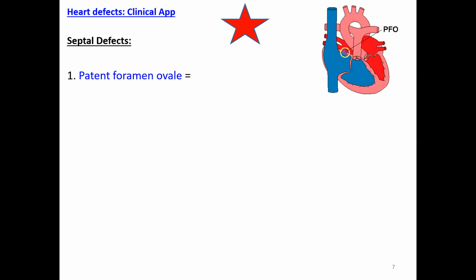So while they're still a fetus, there is often a hole between the right atrium and the left atrium, and that's called a patent foramen ovale. Patent means open, foramen means hole, and ovale means the shape of it. Don't confuse this with one of the holes of the skull that is called the foramen ovale. This is different. So this is a hole between the right and left atria.